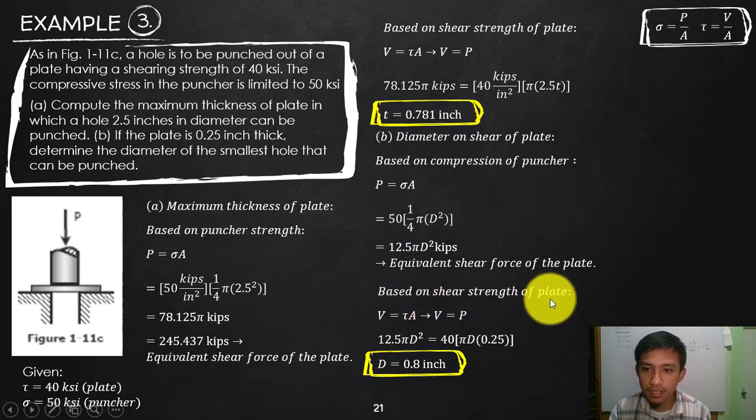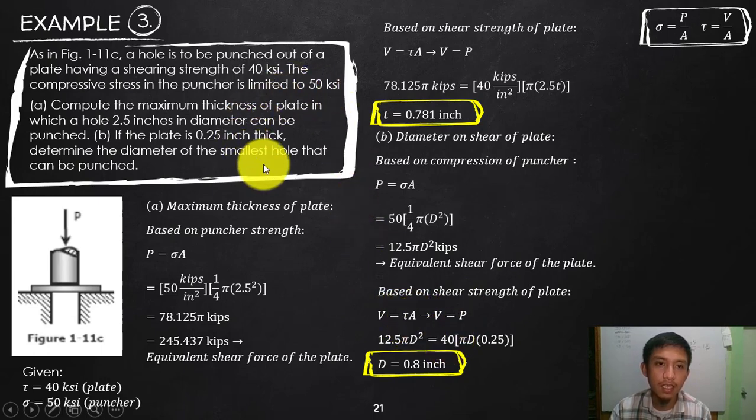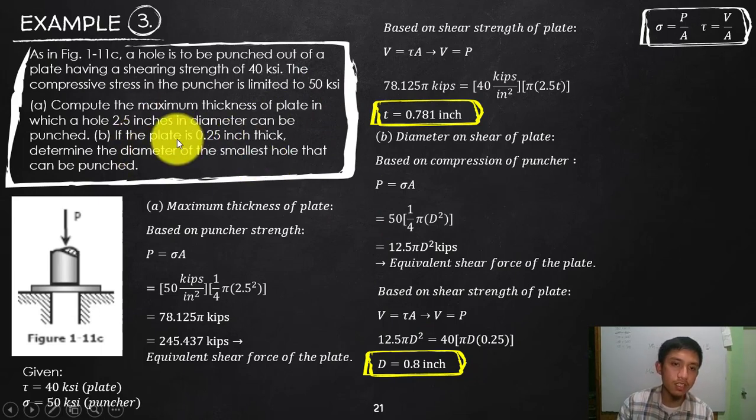So based on the shear strength of the plate, V there, which is equal to P, is tau times A. Your tau here is 40. In scenario number 2, we are maximizing the strength of the plate and the strength of the puncher. We will try to equate this one so that they will fail at the same time.